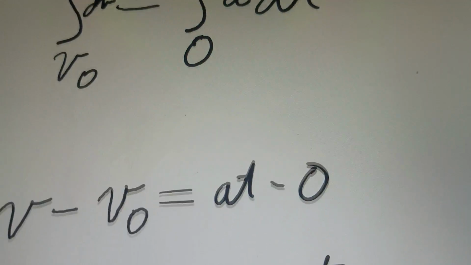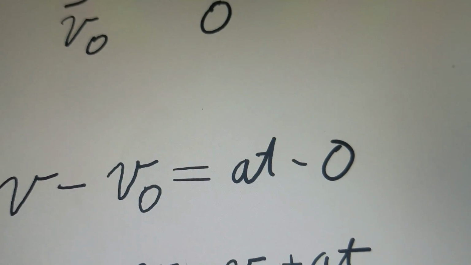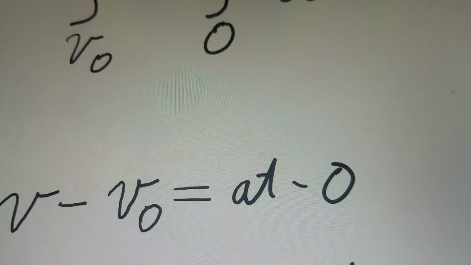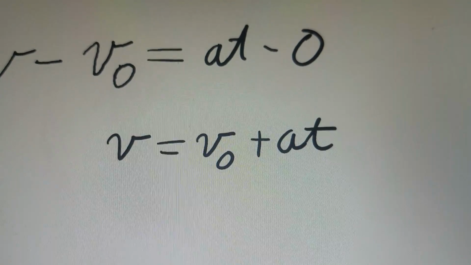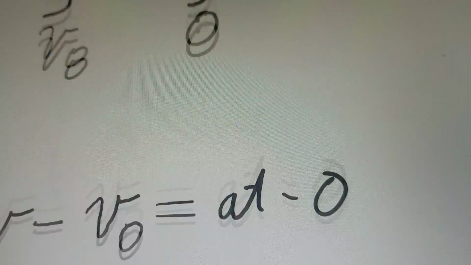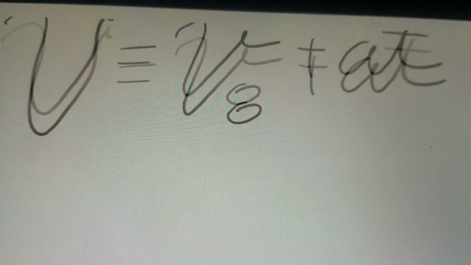And once we process that integral out, we'll have the final velocity minus the initial velocity, and at minus 0. After we solve for the final velocity, we get the final velocity is equal to the initial velocity plus the acceleration times the time, which is the equation we have up here.